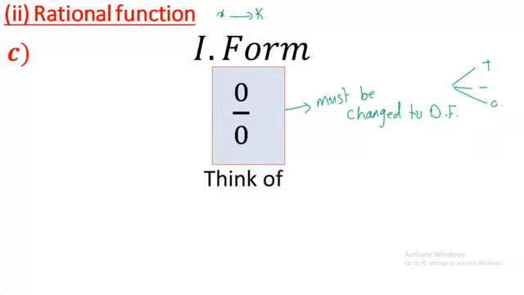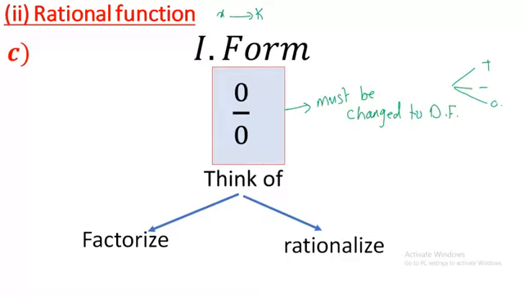So we will think by two methods. Do you remember them? How to change from indeterminate form to determinate form when x tends to a number? Let's see. The first method is to factorize, and the second method is to rationalize.